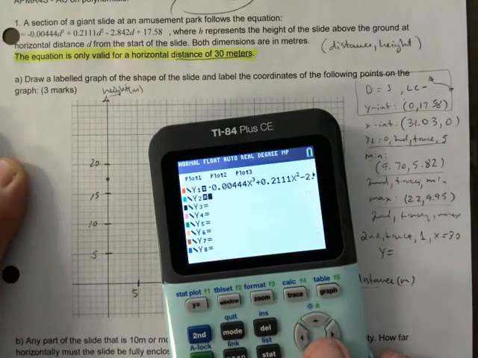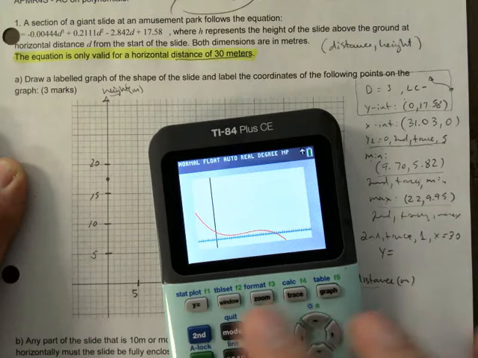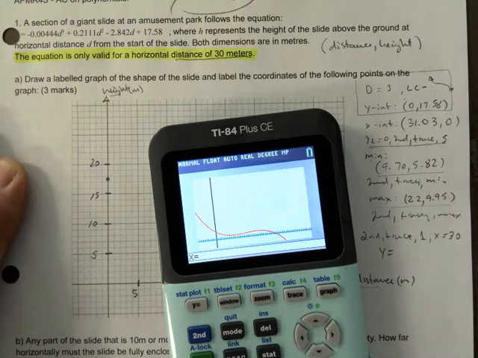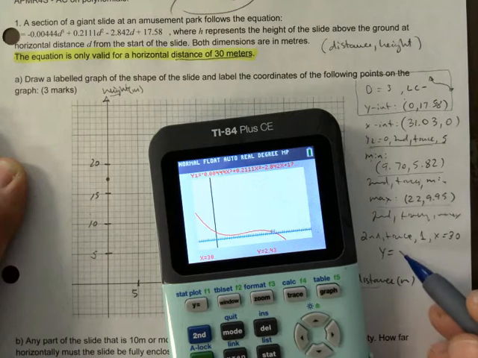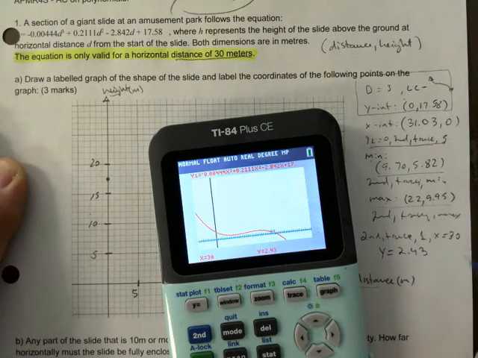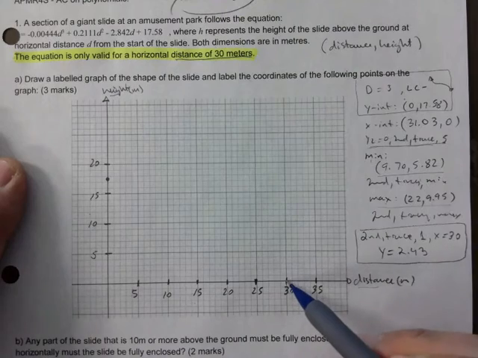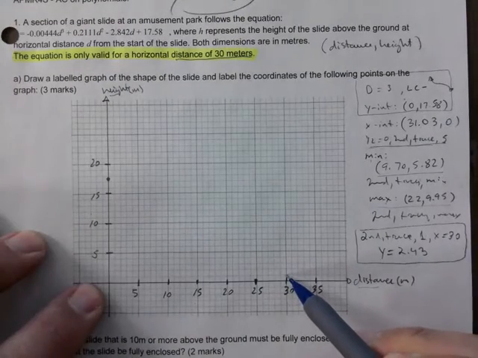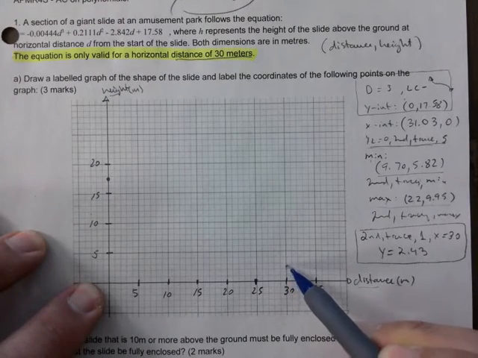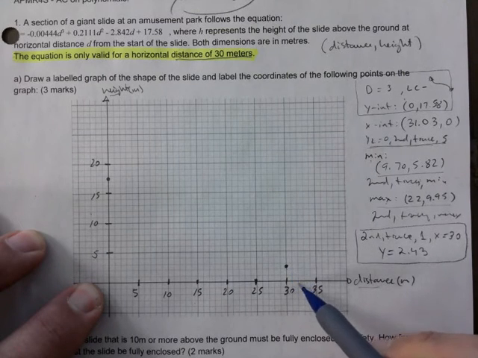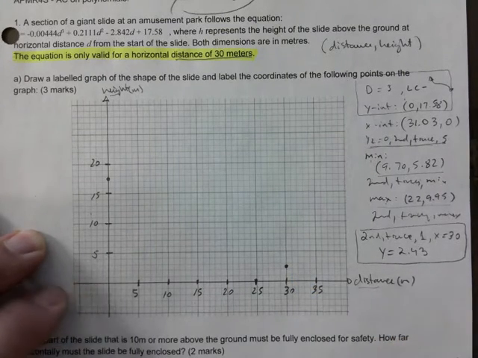This is the one. Okay, so I'm going to graph it. Second trace 1. When x equals 30, y is 2.43. Okay, so this is actually the point that we're going to include here. So 30, 2.43, is right about there. So that's where my curve is going to end, not hitting the x-axis, okay?